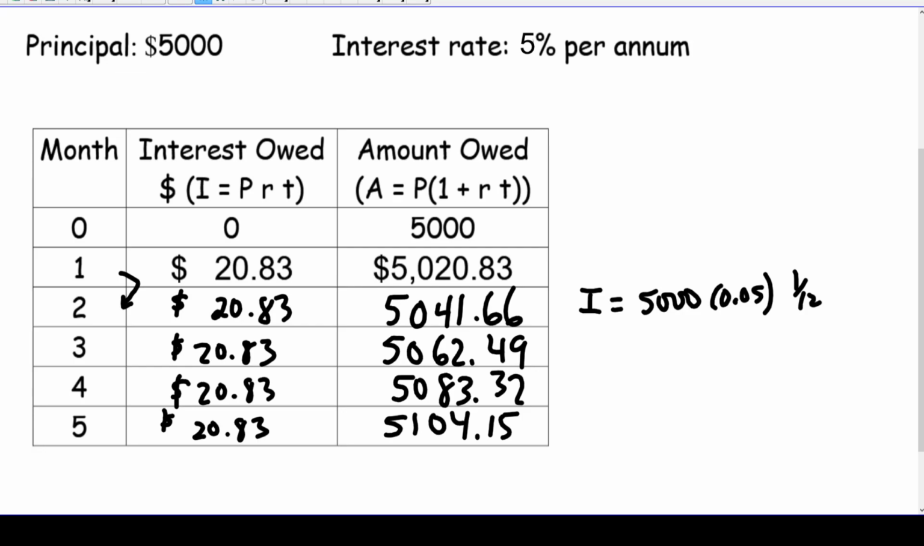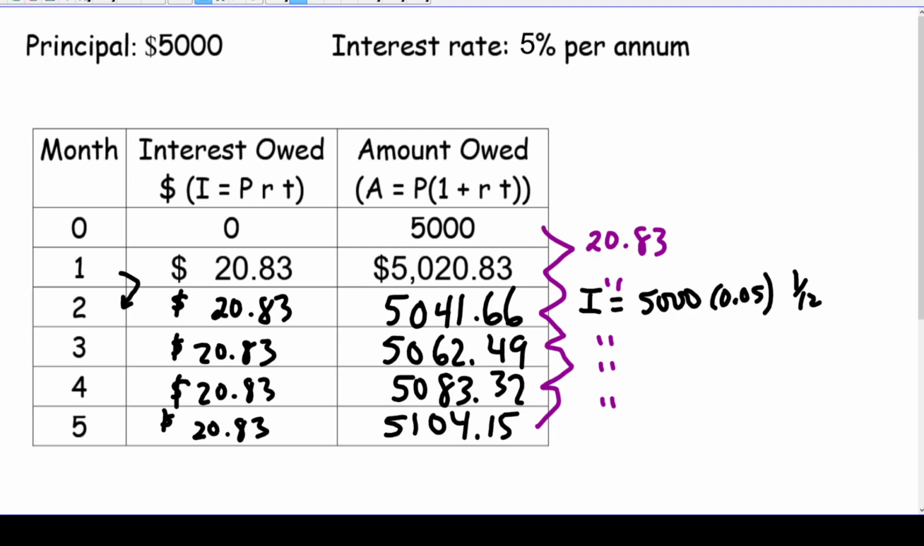And I get that. So after 5 months, you're going to owe $5,104.15 on that car where you bought it for $5,000. If we look at our first differences. Now, we've already basically discussed this, but just to be crystal clear, our first differences are all constant.